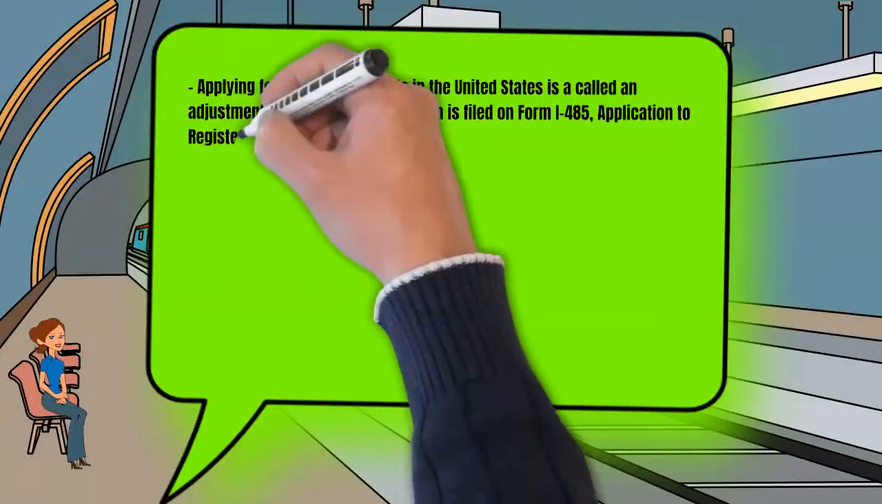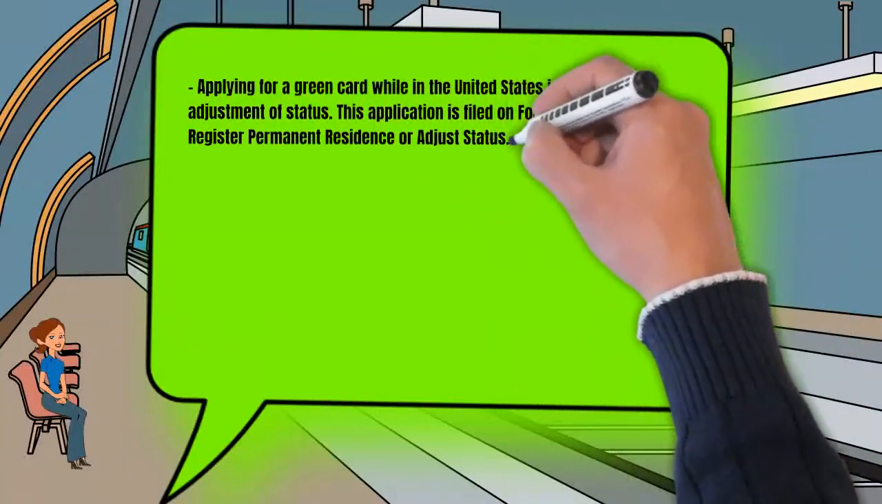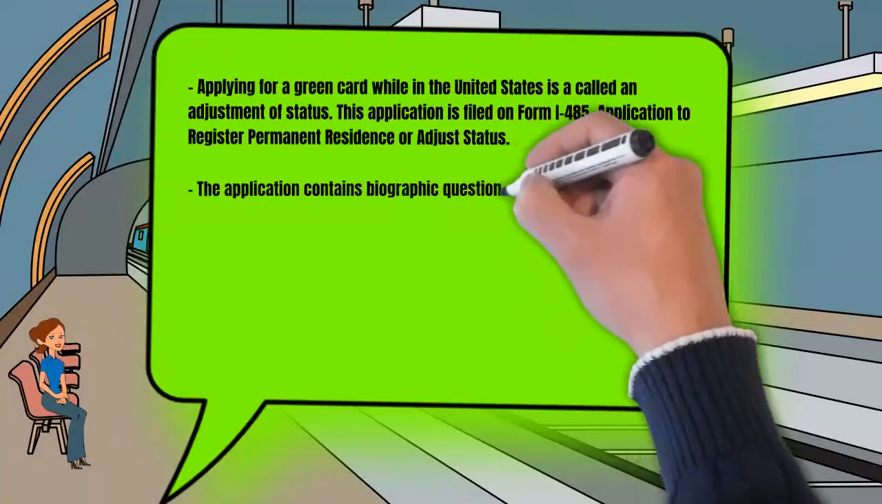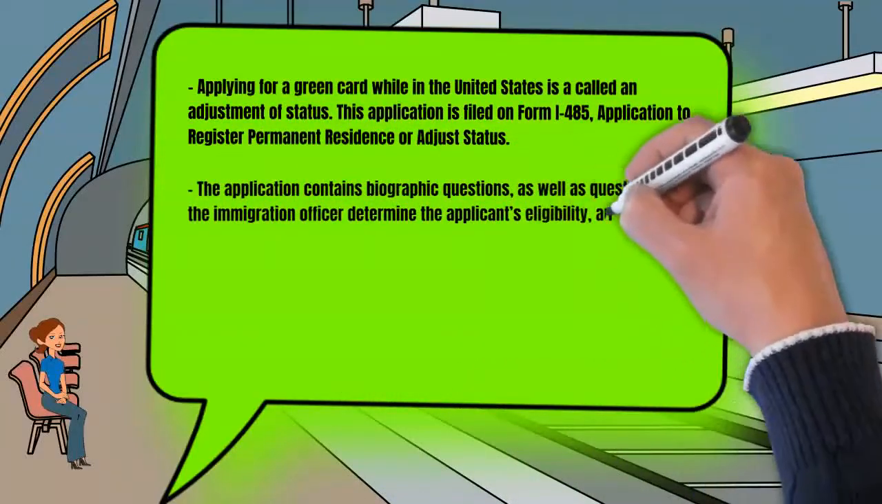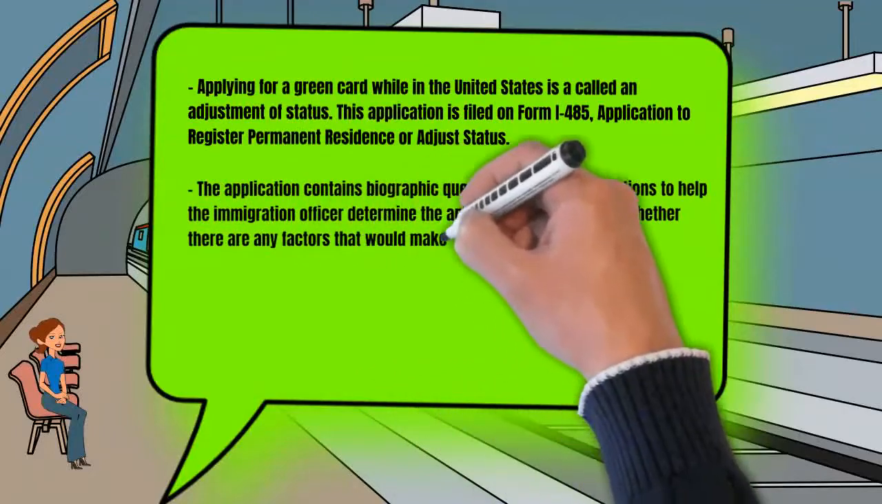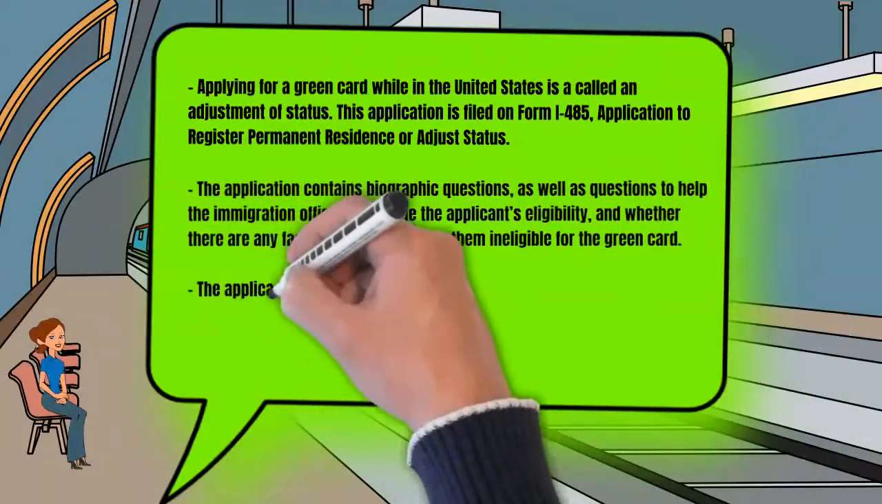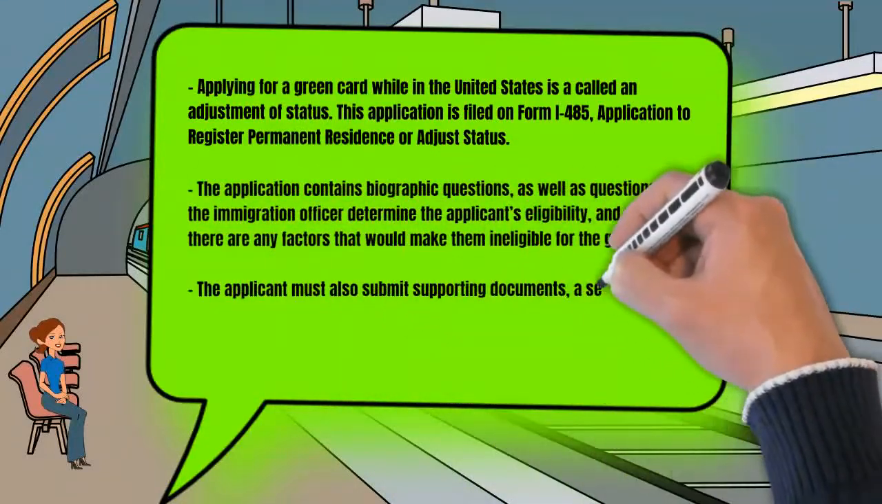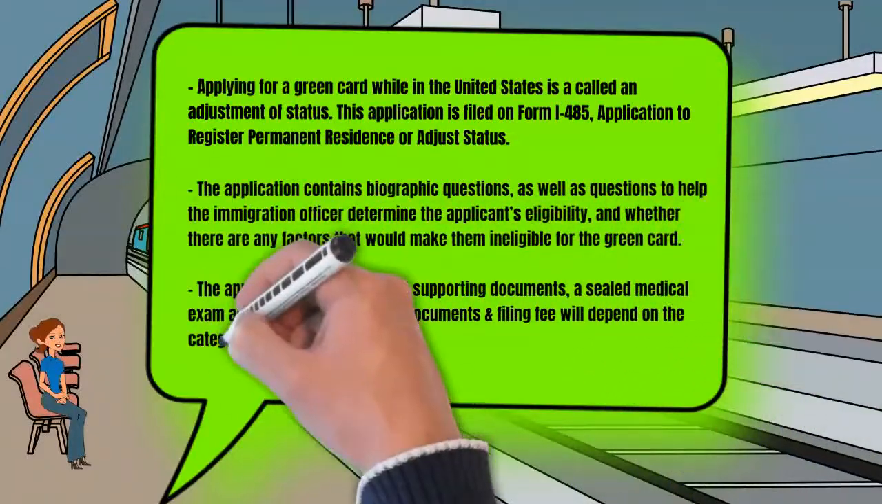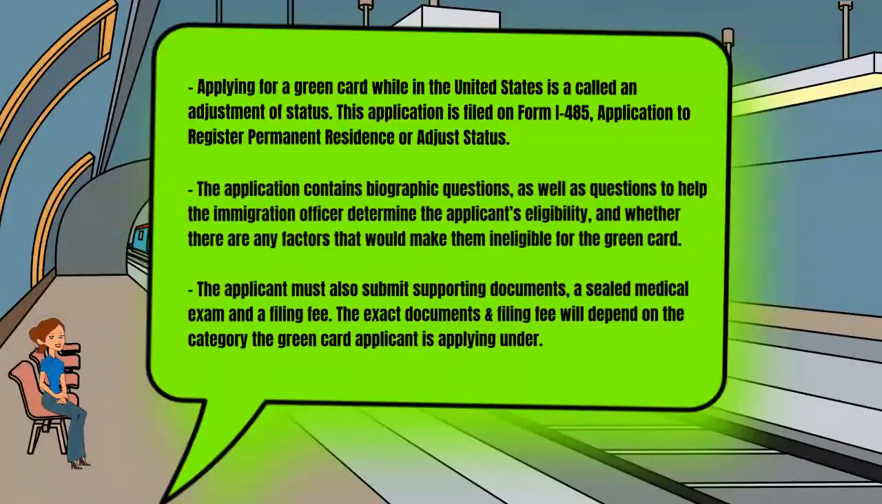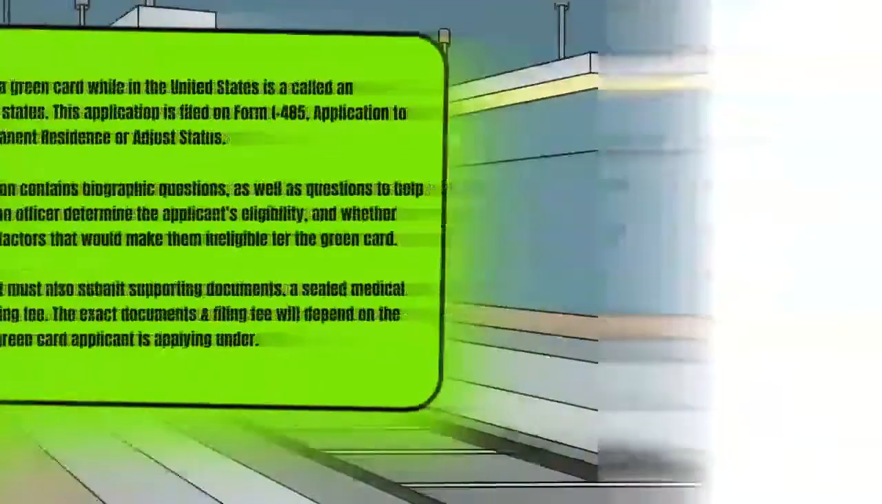The application contains biographic questions, as well as questions to help the immigration officer determine the applicant's eligibility, and whether there are any factors that would make them ineligible for the green card. For example, criminal issues or past immigration violations. The applicant must also submit supporting documents, a sealed medical exam and a filing fee. The exact documents and filing fee will depend on the category the green card applicant is applying under.